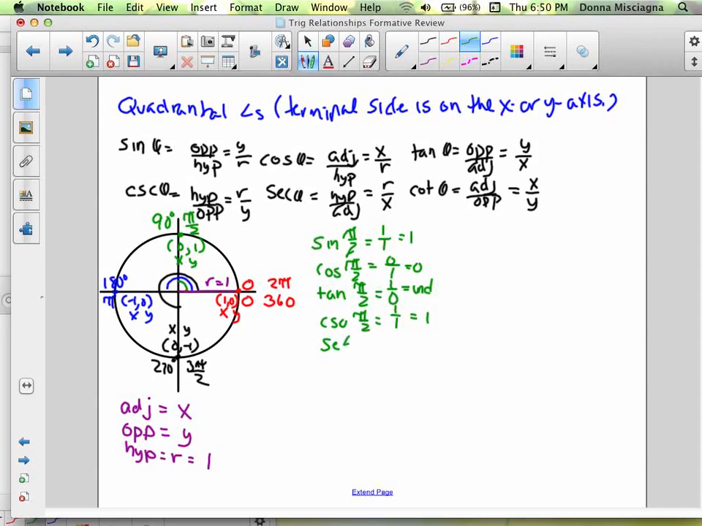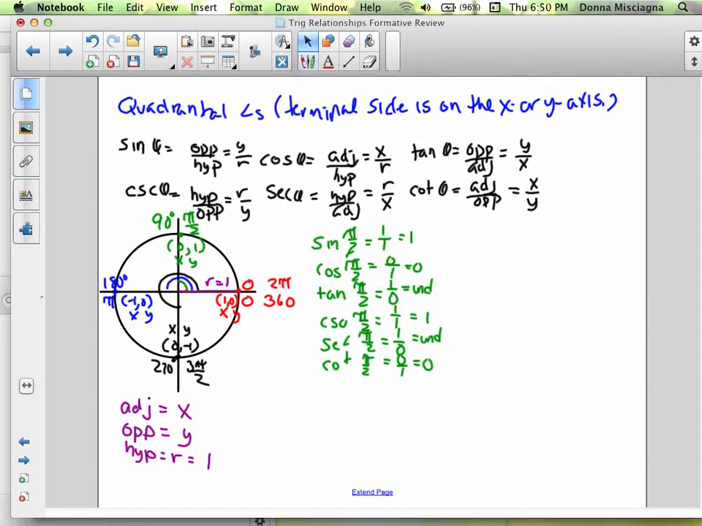Secant pi halves is going to be r over x, so that's going to be 1 over 0, and that's undefined. Can't have 0 in a denominator. And then lastly, cotangent pi halves is x over y. That's 0 over 1. That's just 0. So interestingly, we had 2 values that were 1, 2 that were 0, and 2 that were undefined.